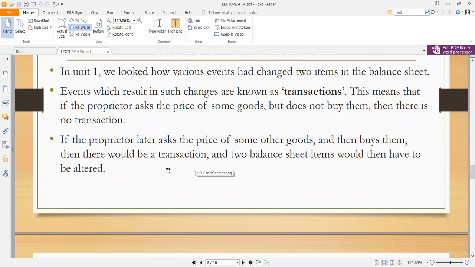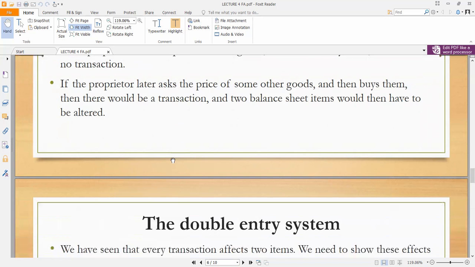Okay, a transaction has occurred, and on the balance sheet it is reflected. Two balance sheet items would then have to be altered. Now we've got money coming into the business and money going out of the business. If there are those issues, then there are two entries in a balance sheet.